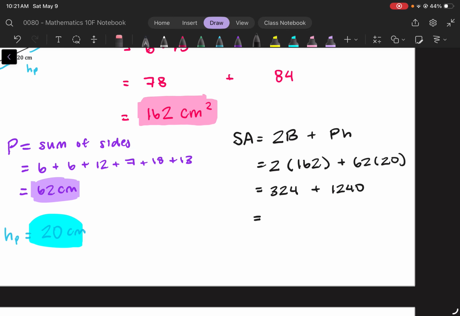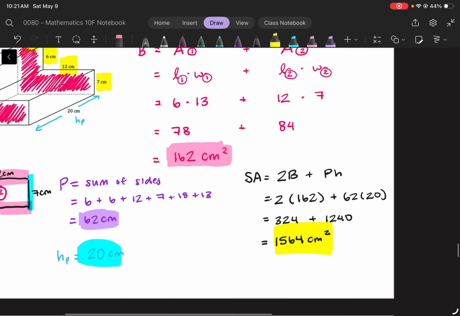Okay, and I'm going to add these last 2 numbers together, and I get 1,564 centimeters squared. And I do need to make sure I have those units.